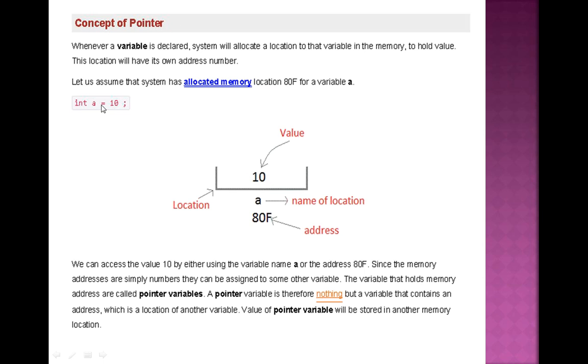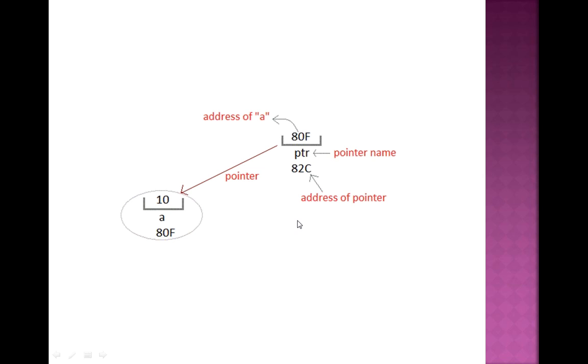Now if I am storing the address of A to the B, then B is a pointer variable. A pointer variable is therefore nothing but a variable that contains an address, which is the location of another variable. The value of the pointer variable will be stored in another memory location. It is not stored in this location only, but the pointer variable's value is stored in another address, another memory location.